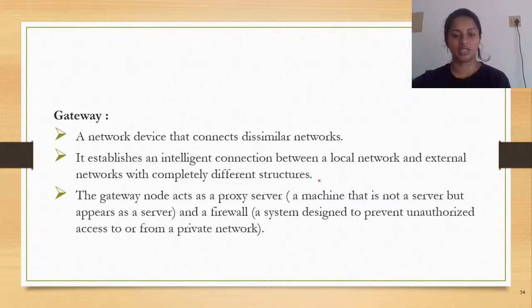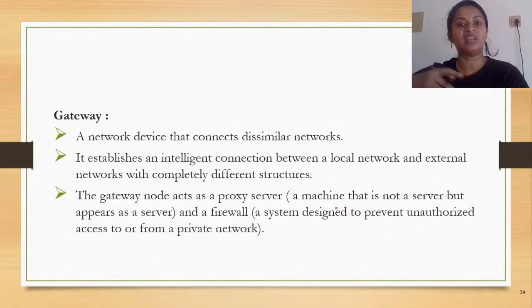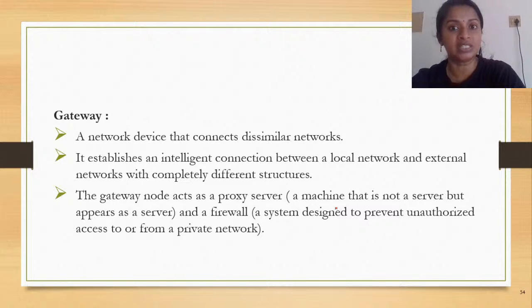Now it establishes an intelligent connection between a local network and external networks with completely different structures. So whenever you have a local network running and you're trying to communicate with a dissimilar network that is outside, which is your external network, in such a case you use the networking device gateway, which brings in an intelligent connection between the two networks. As I told you, it is more or less like a router.